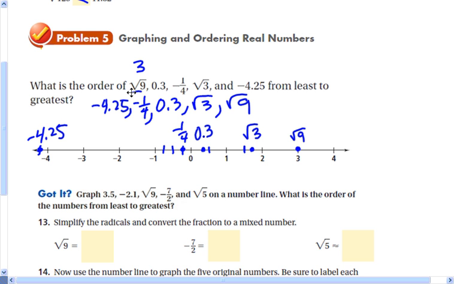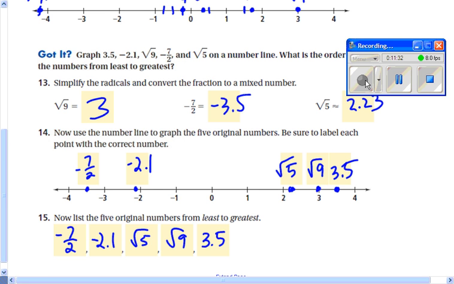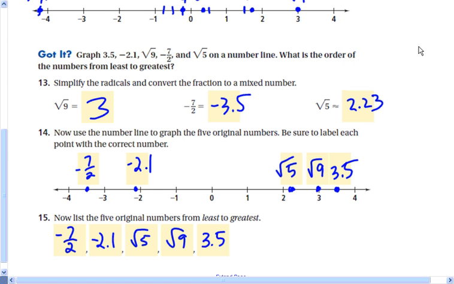All right, go ahead, you try that. Use a number line to help you. Fill in the blanks, and you can check back with your answer. All right, how'd you do? There's your answers.